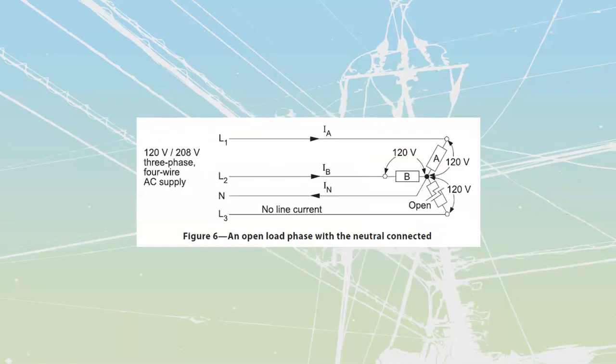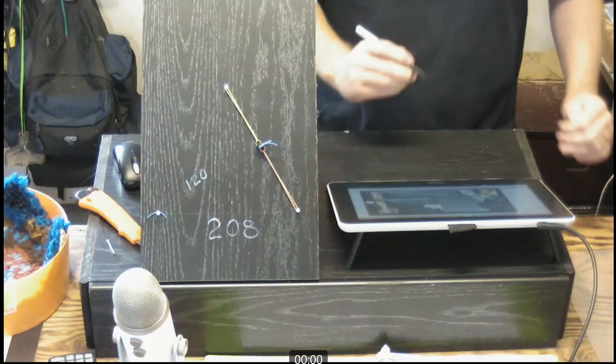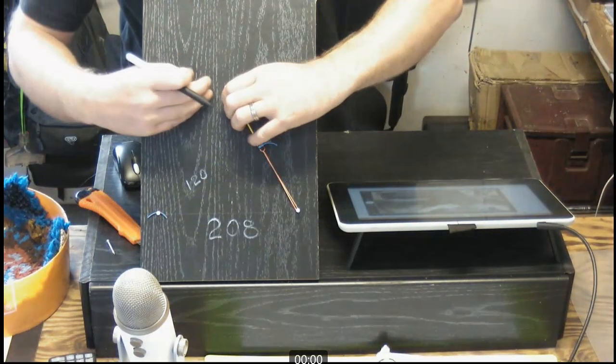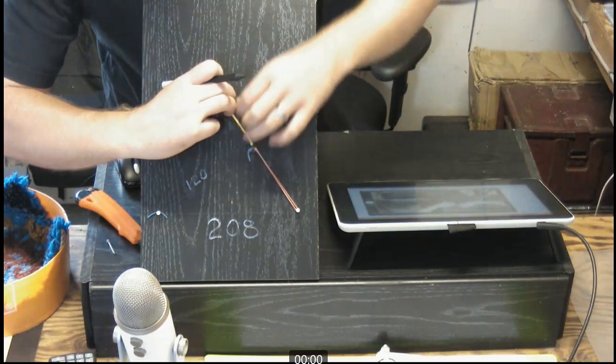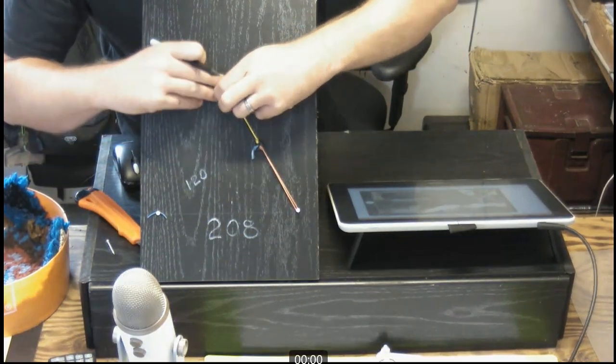Okay, last one that we have to take a look at is what would happen when we get an open load in a circuit that has that neutral. Once again, we're going to go back to our system that we had here. Let me just pull this one off because we're no longer using that.